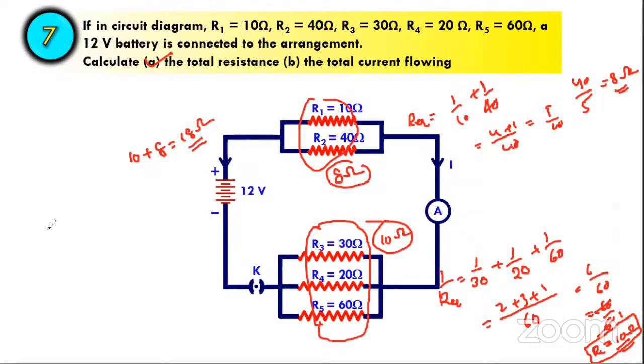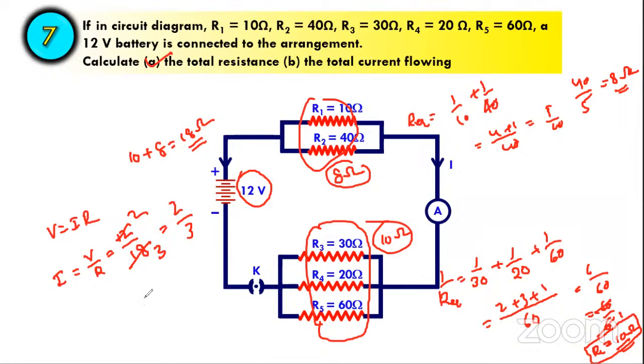Then the total current: V is equal to IR, so I is equal to V by R. V is 12 volts. 12 by 18. 6 twos are 12, 6 threes are 18, so 2 by 3, which is 0.66 amps. Very good. Excellent answer. Don't forget to mention the units. Very good observation here. So this question is over.